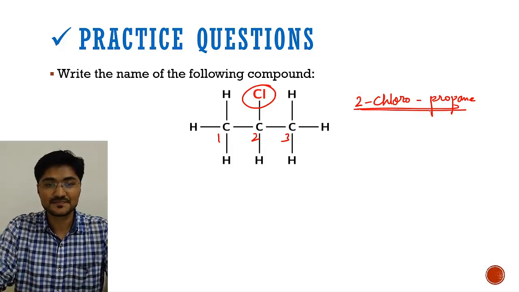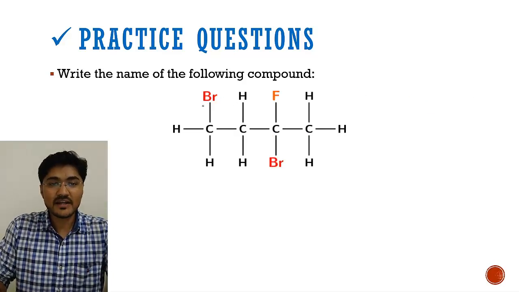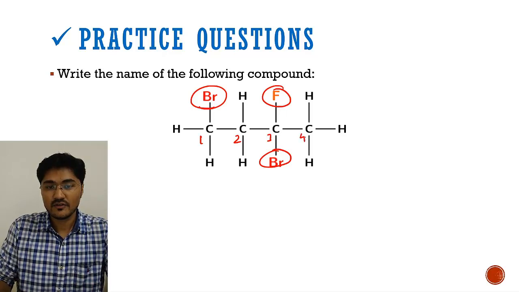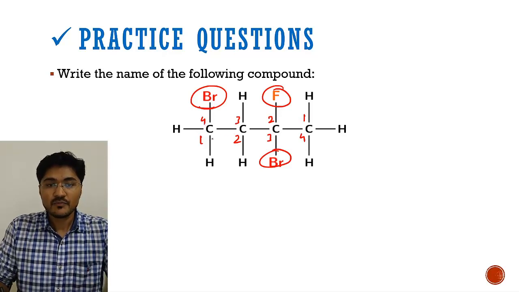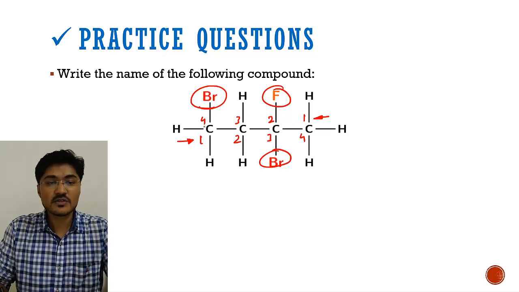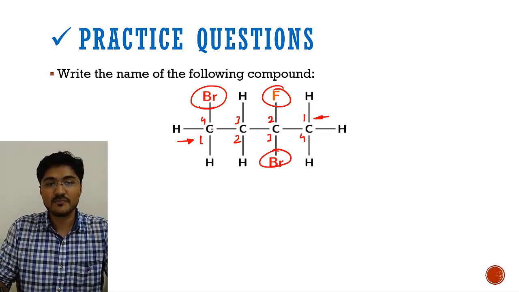Now next question. Now that's a bit complicated question. Bromine, bromine and fluorine. Let's start numbering them. 1, 2, 3, 4. And in the reverse way, reverse order, 1, 2, 3, 4. Now the point is we have to start from here because the functional groups has the maximum number 3 in this case. Whereas when we take from the other end, the maximum number becomes 4, and as the rule says, it should be assigned the lowest number possible.